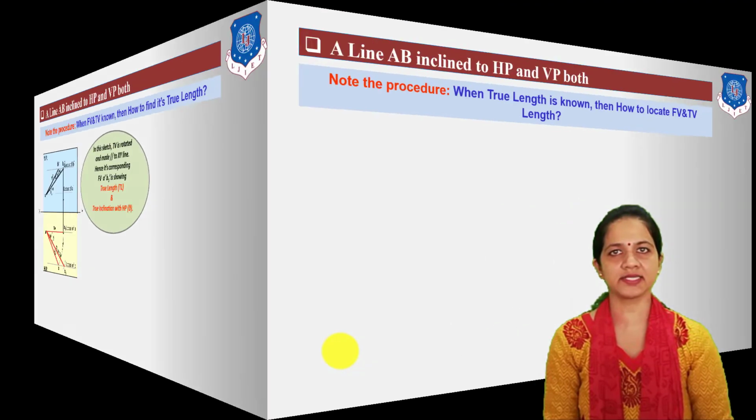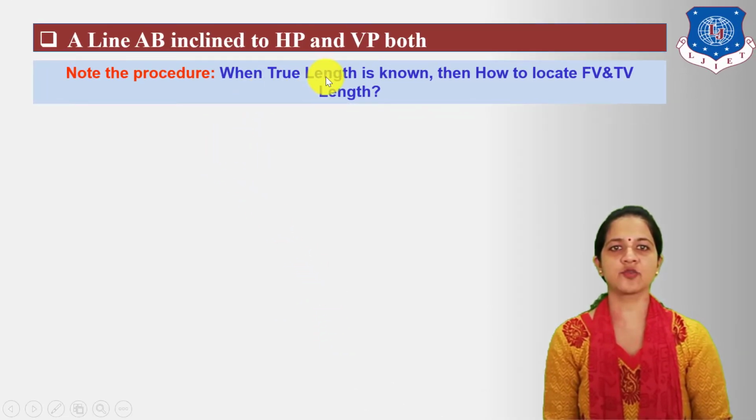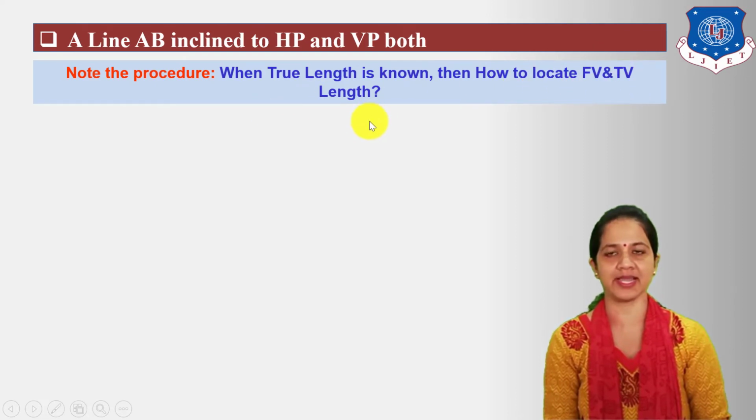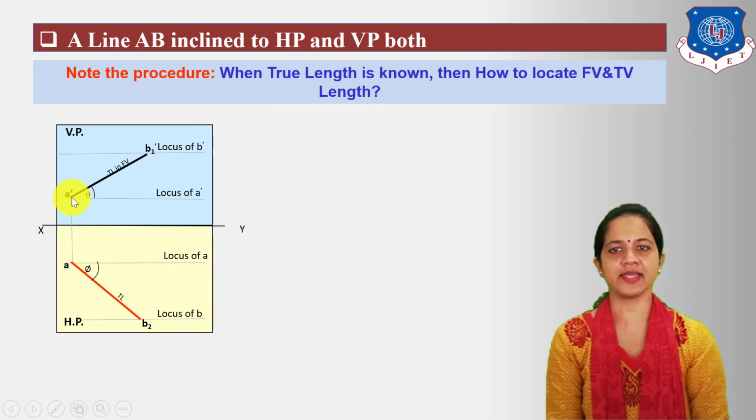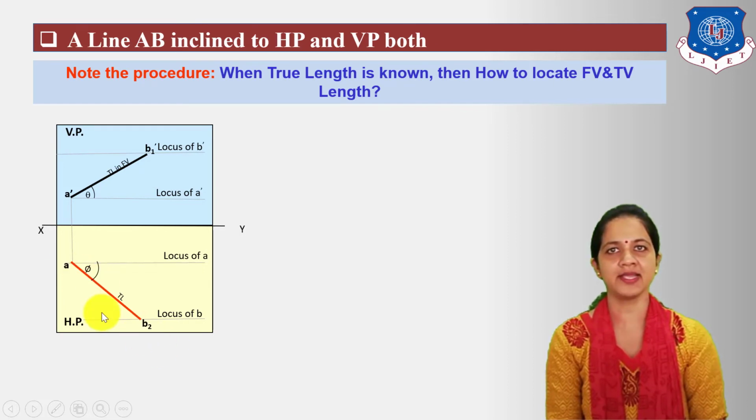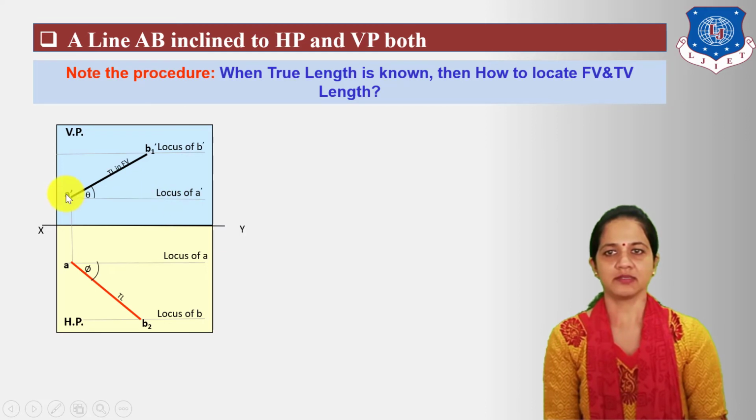Next, let us understand the second drawing procedure. When true length is known, how to locate front view and top view length. Here you can see true length A dash B1 dash at an angle theta in front view and true length AB2 at an angle phi in top view. This is the locus of A dash in front view. This is the locus of B dash in front view. This is the locus of A passing through A point in top view. This is the locus of B in top view.